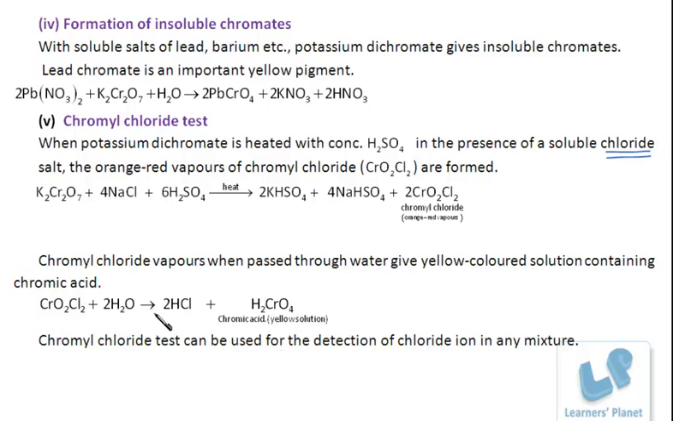So that is taken and is treated with acidic potassium dichromate and heated. What is formed then is the potassium hydrogen sulfate, the sodium hydrogen sulfate and chromyl chloride. These chromyl chloride vapors, when they are passed through water, give a yellow colored solution of chromic acid. So we can use this test for the presence of any chloride in the mixture. If we have got a mixture in which there is chloride, we can use it to detect its presence.